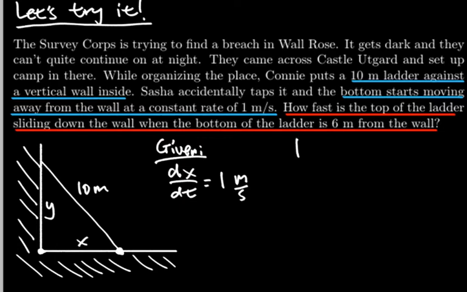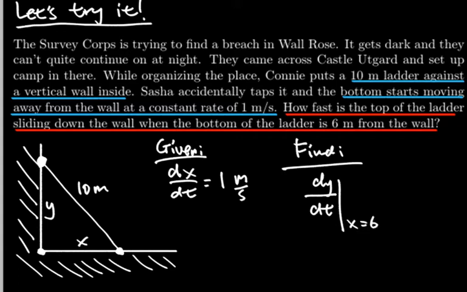And we need to find how fast the top of the ladder is sliding down. How can we write that in function form? How fast is y changing, basically? So what is dy/dt when the bottom of the ladder is 6 meters from the wall? 6 meters means x equals 6.